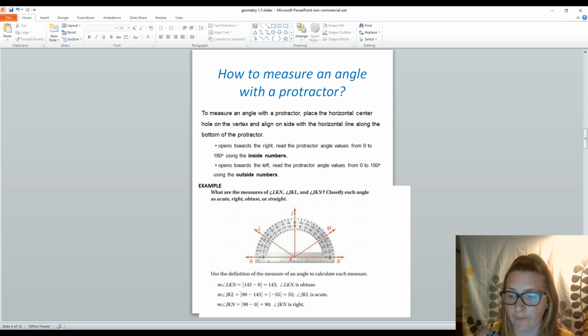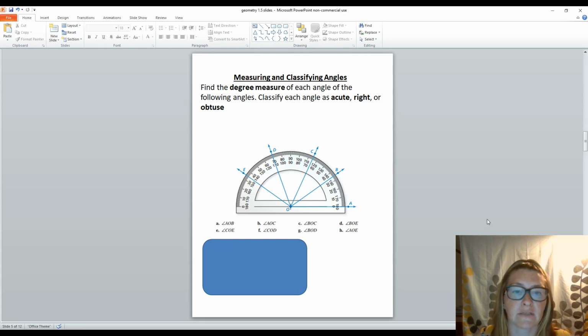All right, we're going to try a few more. Here we have our protractor again, and I want you to only complete A through E. I want you to try to figure out the measurements of those following angles. And then after you do that, classify whether it's acute, which means less than 90, right, which equals 90, or obtuse, which is greater than 90 but less than 180. All right, pause your screen.